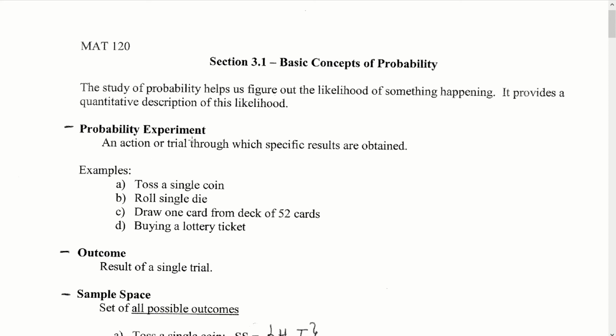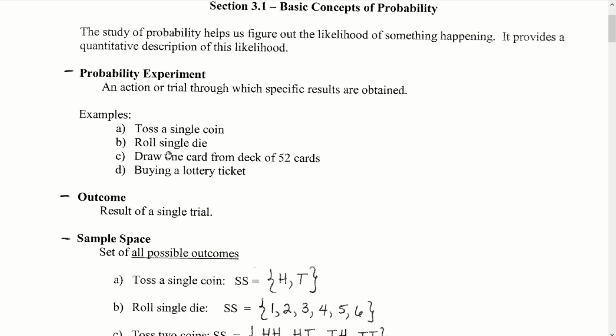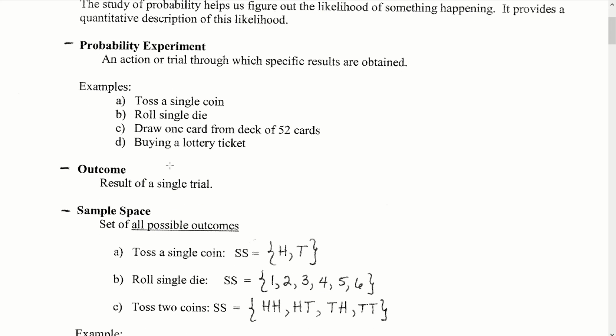A probability experiment is an action or a trial through which specific results are obtained. Examples of probabilistic experiments would include things such as tossing a single coin, rolling a single die, drawing one card from a deck of cards, or purchasing a lottery ticket.